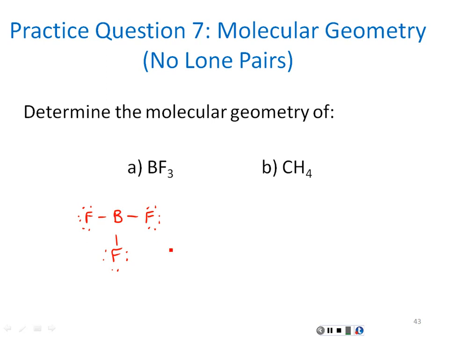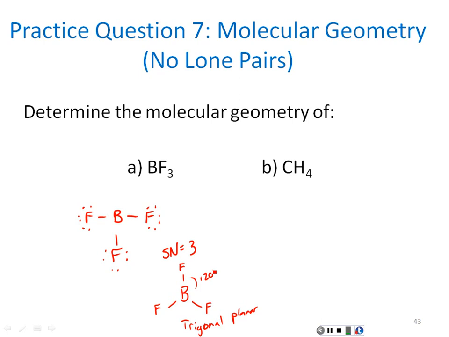Now, when we look at boron, what is the steric number? It is bound to 3 fluorines. It doesn't have a lone pair, so it has a steric number of 3. Now, what is the molecular geometry? Well, the molecular geometry would look something like this, where the fluorines are as far apart from one another as they can be. So that would be trigonal planar. Bond angle of 120 degrees.